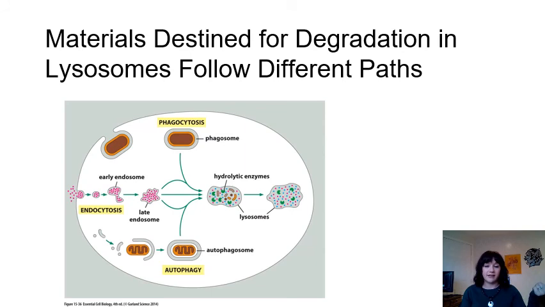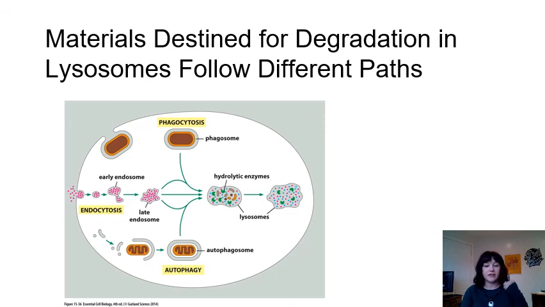The second way things can get to a lysosome is by endocytosis. So a vesicle forms on the surface of the cell. In this example, maybe it is receptor-mediated endocytosis, maybe it's pinocytosis, it could be either. And the contents that are in those vesicles are going to travel to the early endosome. That might mature into the late endosome, and then it will fuse with the lysosome. And again, the lysosome can break down those endocytosed particles.